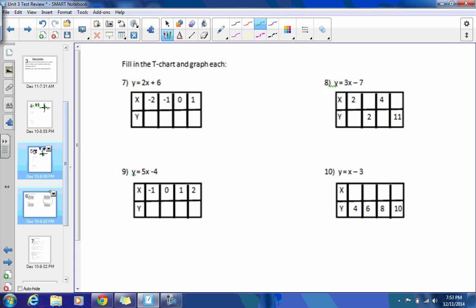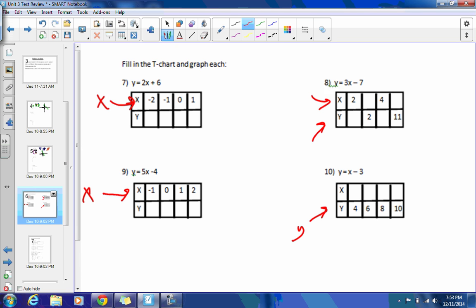I'm going to move on to this next section. This next section is just a bunch of t-charts. After you find the values, you may graph them. It's a lot more graphing, but this time you're given equations where it's y equals, and you're given values to plug in. In this case, you're given all the x values, so you plug in for x. Here you're also given all the x values, you plug in for x. Here you have to plug in for y and solve for x. And here you have some of each, so you do both.